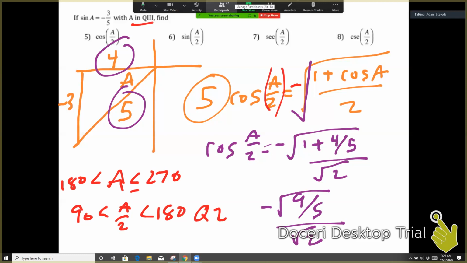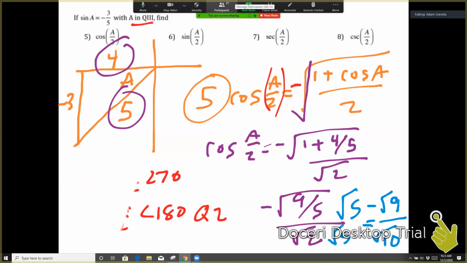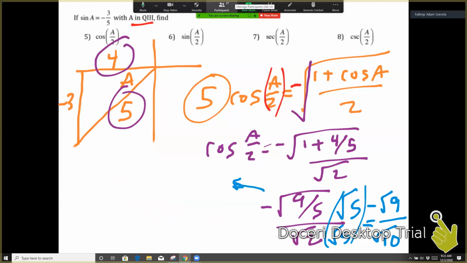So then this could be simplified by, we can multiply the numerator and the denominator by radical 5 to get rid of that in the denominator here. So then it becomes negative radical 9 over radical 10. All right, I'm sorry, it's getting blocked by the watermark. All right, so we multiply by this form of 1 to get rid of that 5. So we get negative radical 9 over radical 10.